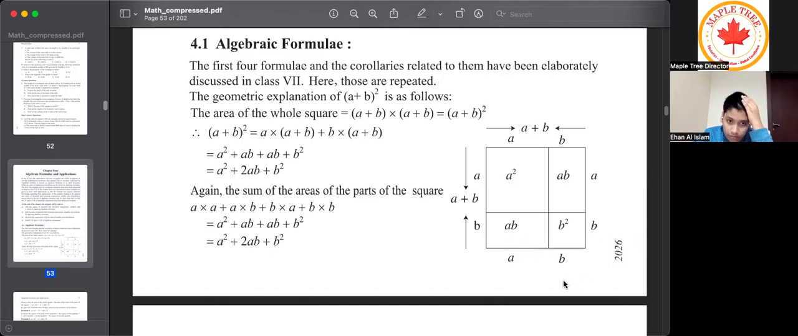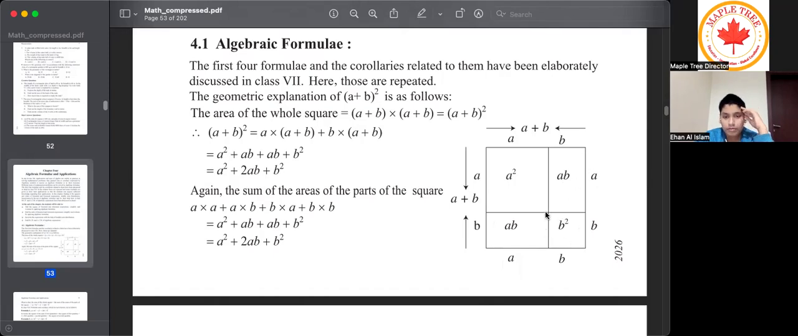So horizontally and vertically we get the square. Horizontally how many a? 2a, and vertically 2a. Horizontally 2b and vertically 2b, right? So here a square and ab, again here ab and b square.